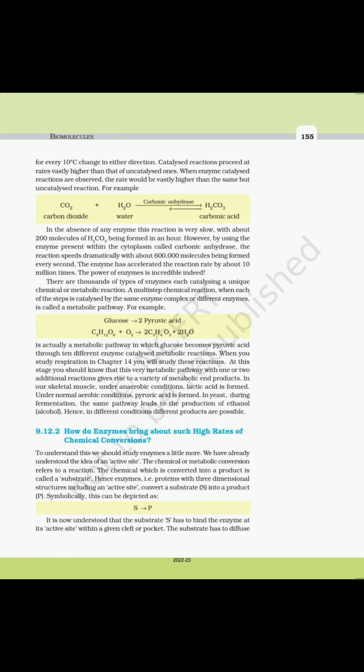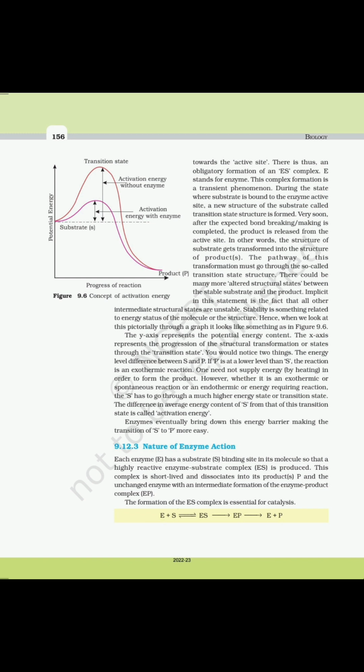It is now understood that the substrate S has to bind the enzyme at its active site within a given cleft or pocket. The substrate has to diffuse towards the active site. There is thus an obligatory formation of an ES complex. E stands for enzyme. This complex formation is a transient phenomenon. During the state where substrate is bound to the enzyme active site, a new structure of the substrate called transition state structure is formed. Very soon after the expected bond breaking and making is completed, the product is released from the active site. In other words, the structure of substrate gets transformed into the structure of products.